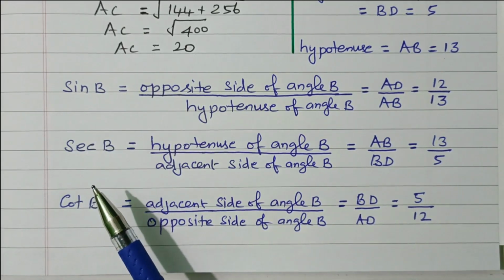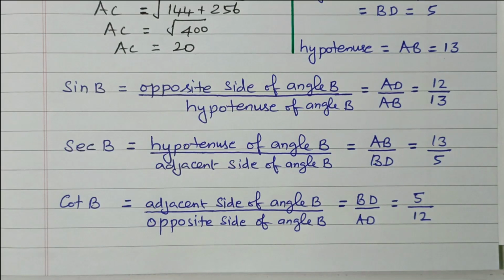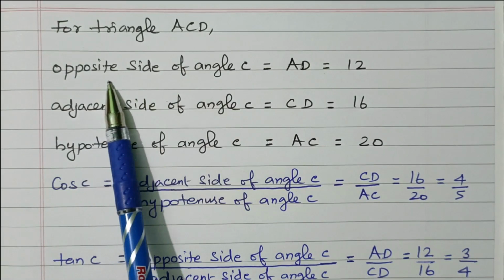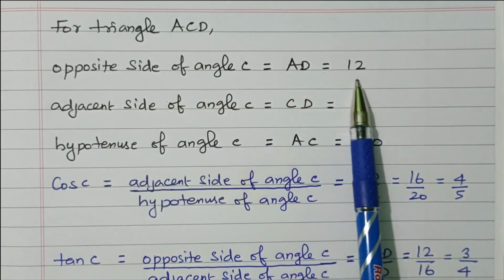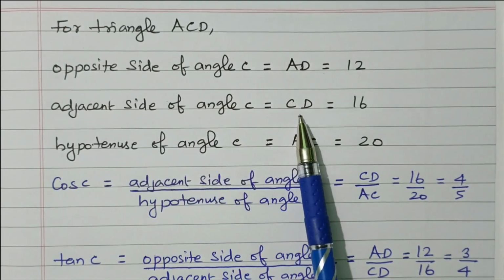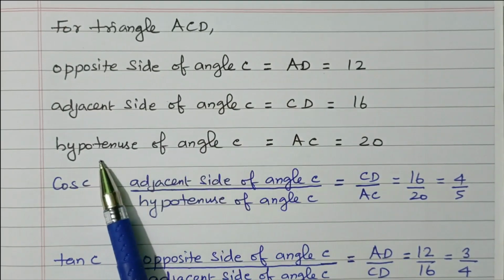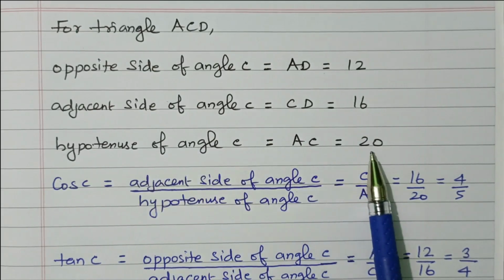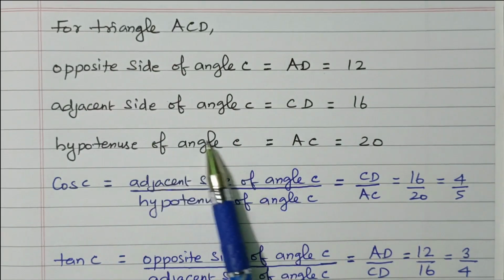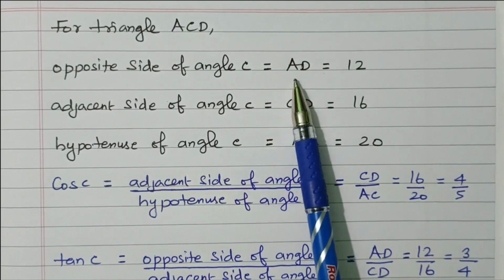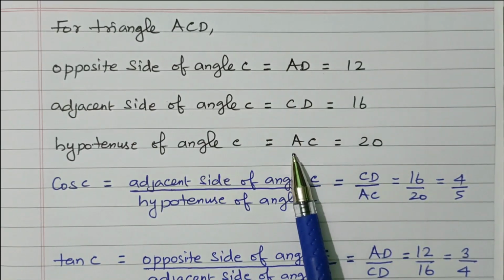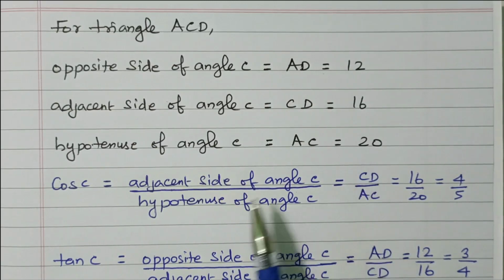Now we'll calculate the remaining three values referring to angle C. For triangle ACD, opposite side of angle C is AD, that is equal to 12 units. Adjacent side of angle C is CD, that is 16 units. Hypotenuse of angle C is AC, that is 20 units. From the triangle, these three values are written: opposite side AD 12 units, adjacent side CD 16 units, hypotenuse AC 20 units. Now we will calculate the values.